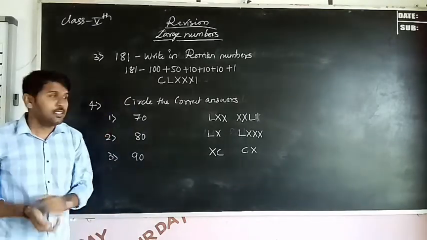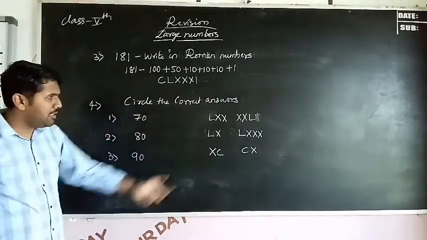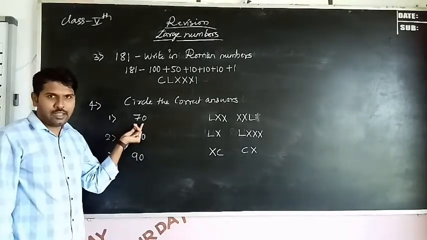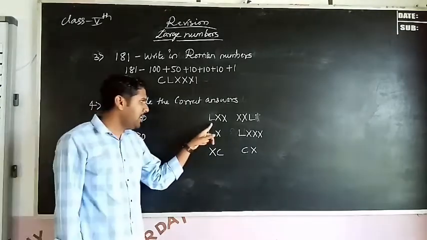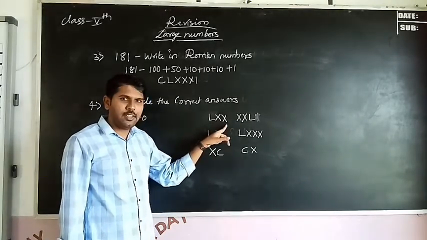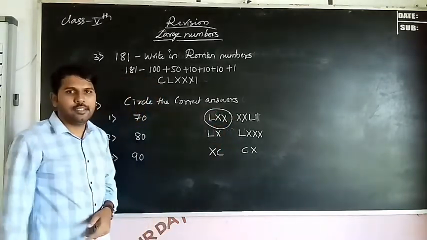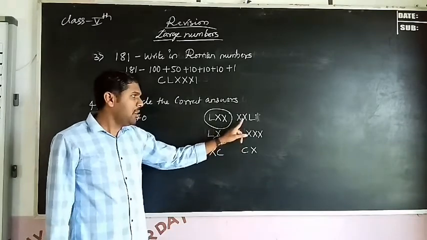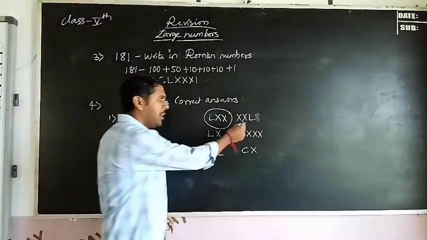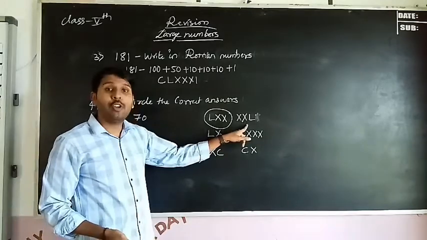So next, this type of question is there. Circle the correct answers. Here they have given the answers. You have to just circle it. So 70. How to write that 70? Here 50 plus 10 plus 10, 50, 60, 70. So this is the correct answer. So circle it. Now check this one: 10 plus 10, 20, 20 plus 50. This is wrong. Why? Because you can write only one letter before the larger number. So this is wrong.